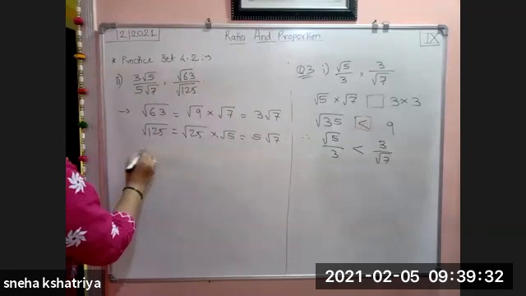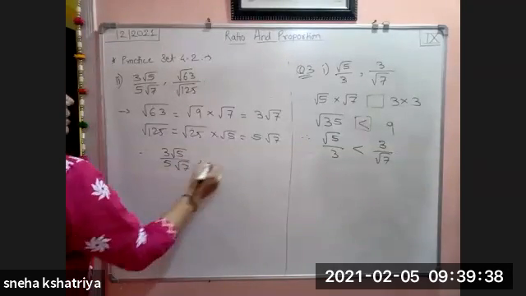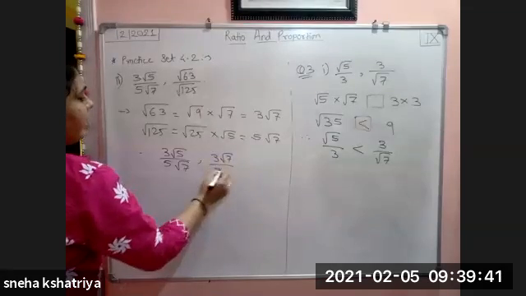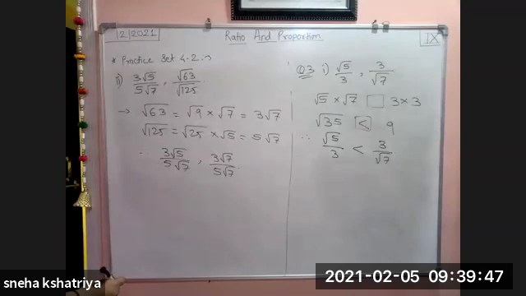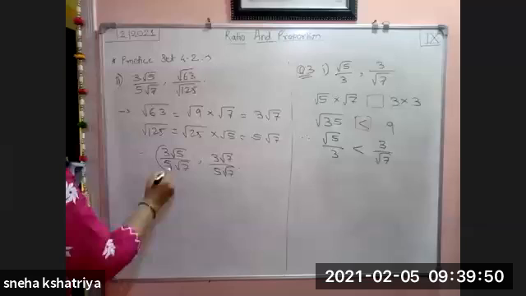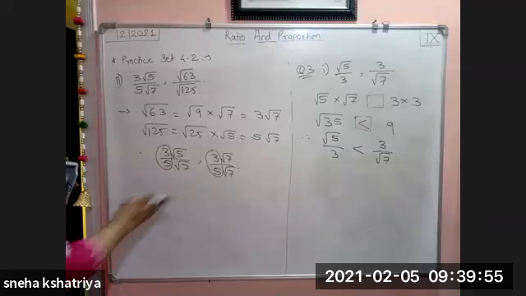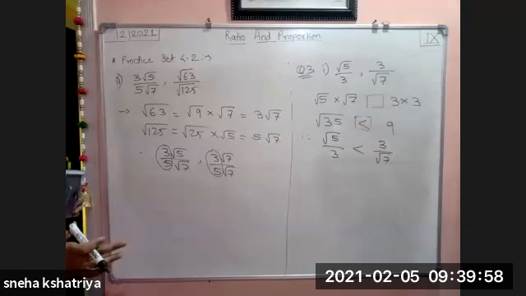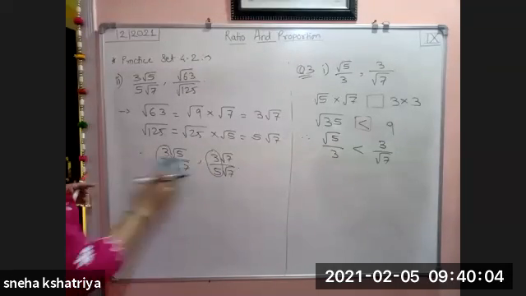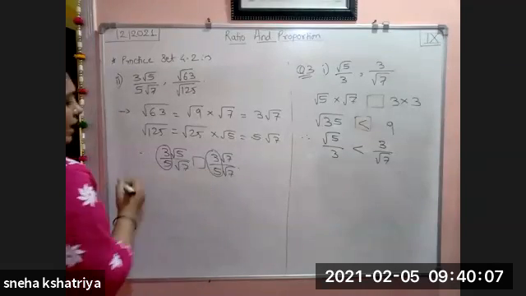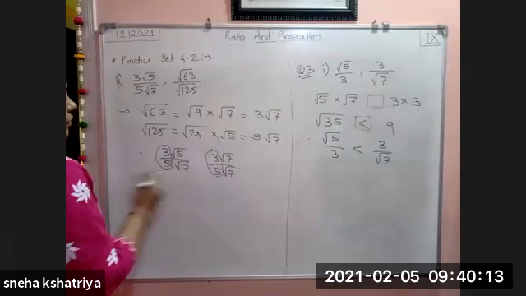Therefore, 3 root 5 divided by 5 root 7, and here also 3 root 7 divided by 5 root 5. Now see here, 3 upon 5 and 3 upon 5, the same ratio on both sides. Whatever sign comes in between, these ratios get cancelled, so we don't have to compare them.